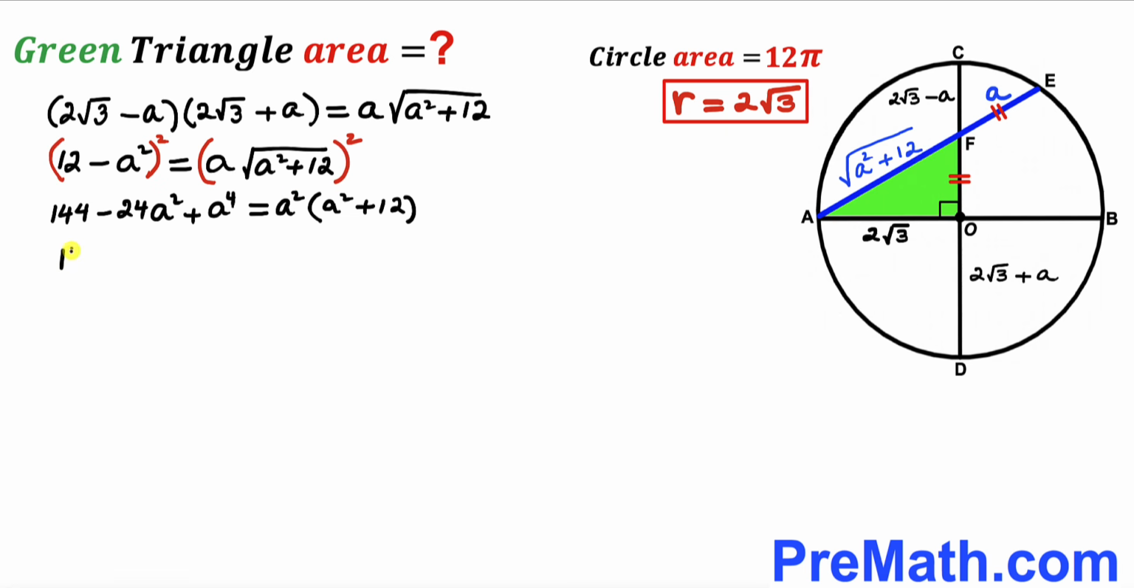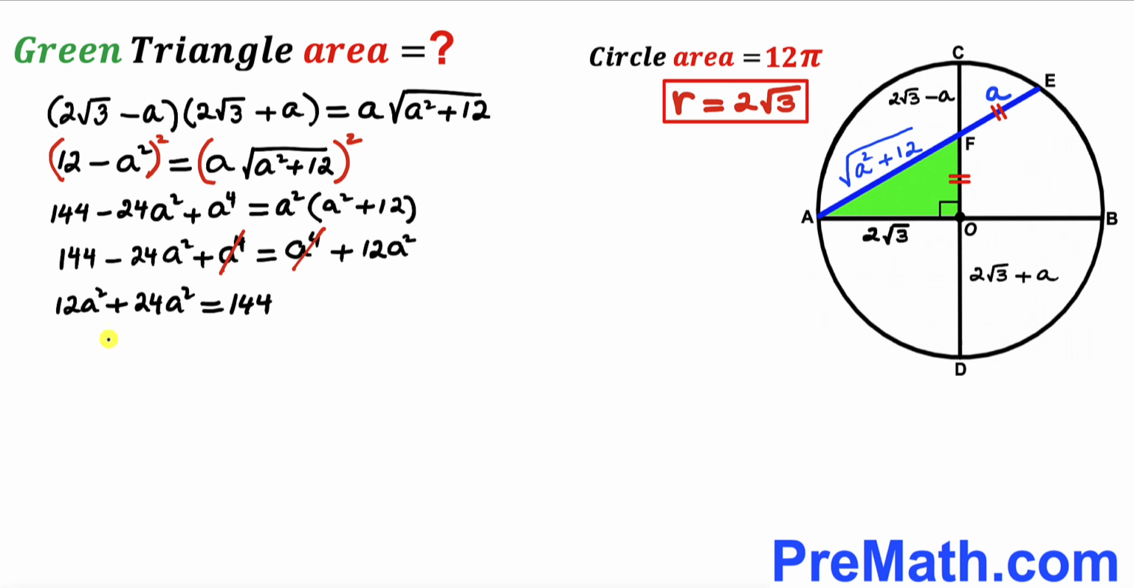So therefore, we could write 144 minus 24a square plus a power 4 equals a power 4 plus 12 times a square. And here we can see a power 4 and a power 4, they are gone. And now I'm going to move this 24a square to the other side. And if we combine the like terms on the left hand side, that is going to give us 36 times a square equals 144.